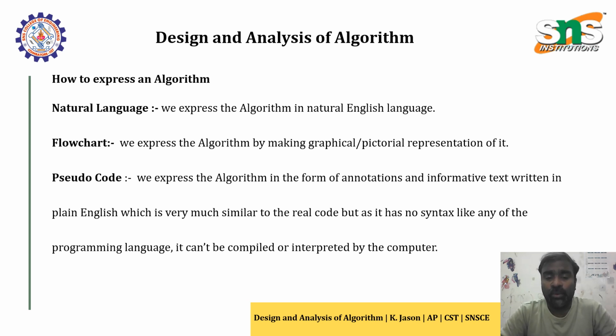Next, you have to move to the pseudocode. What is the pseudocode? We express the algorithm in the form of annotations and informative text written in plain English, which is very similar to real code. But as it has no syntax like any programming language, it cannot be compiled or interpreted by the computer. So this is not a real code; it is a false code. That is called pseudocode. Before you write a program, you have to write a rough code. That is called pseudocode. So these are the three ways to express an algorithm: natural language, flowchart, and pseudocode.